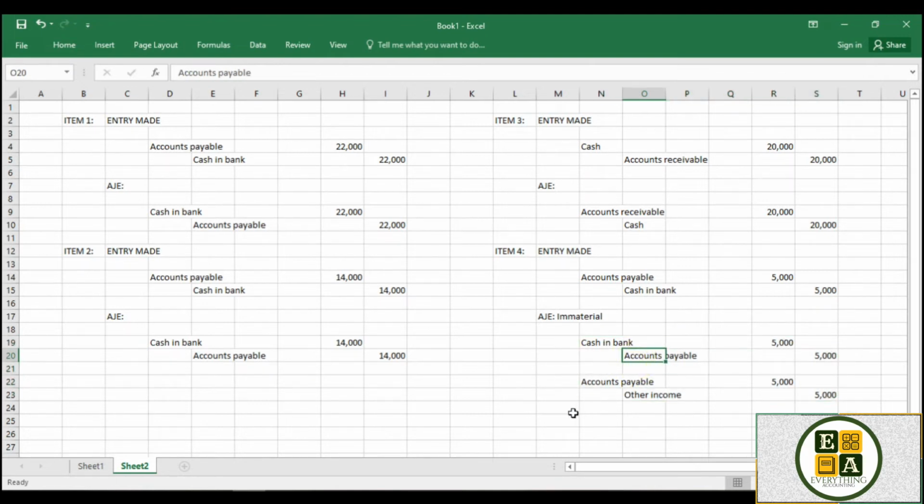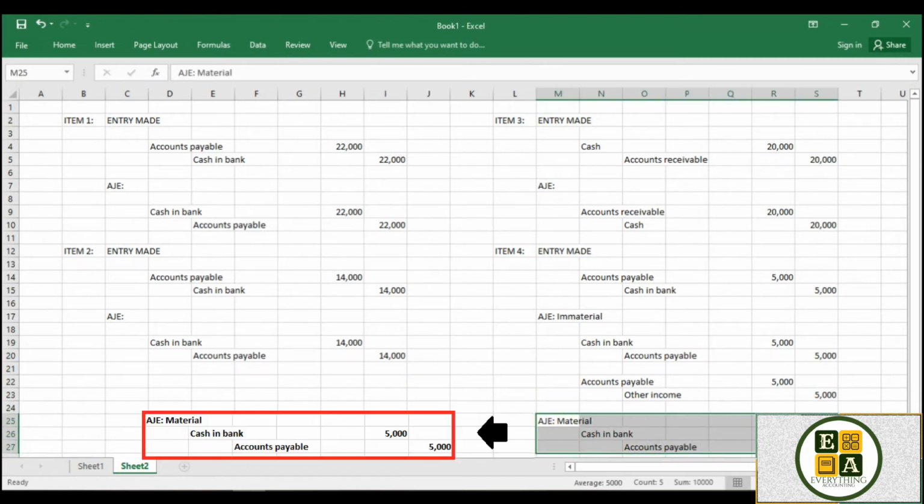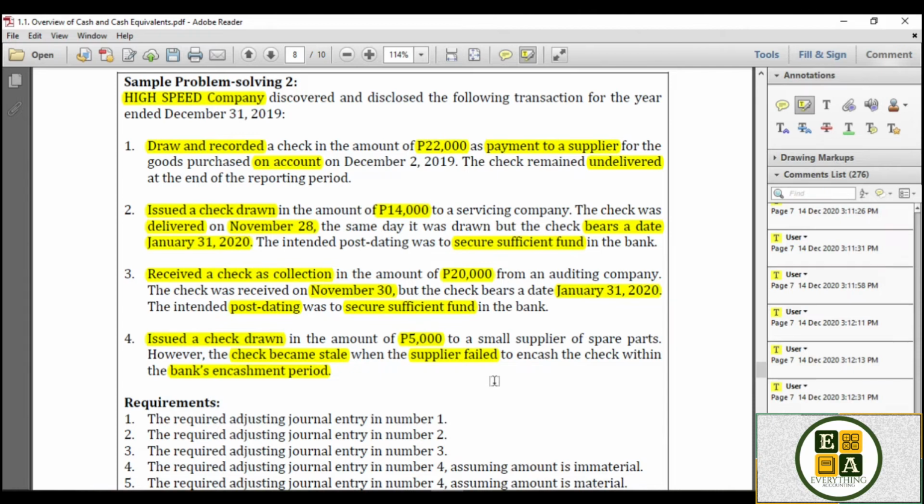Okay? Then, kapag naman yung amount is considered material, simply, yung ating adjusting journal entry is to debit cash in bank kasi per record kunwari na bayad but technically wala, so re-establish lang yung accounts payable. Okay, good for 5,000. Again, yung assumption natin is always material. We always assume this one kasi it involves cash. Okay? So that's it for sample problem solving 2.